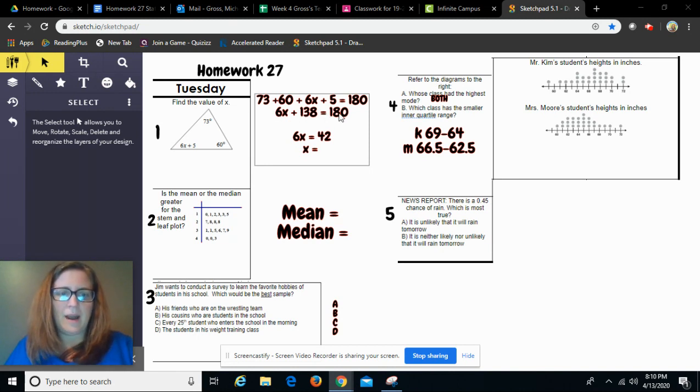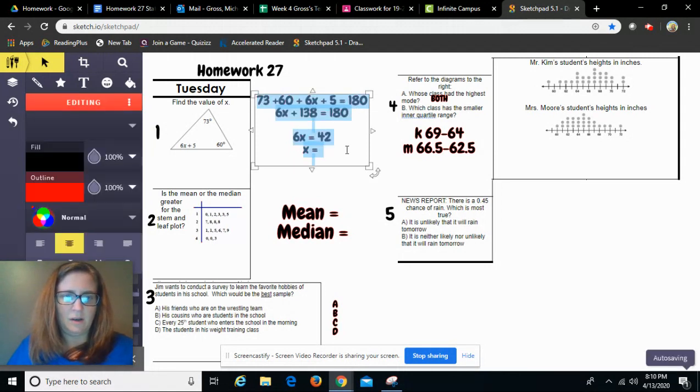And remember from our algebra unit, to solve for x, you want to first get rid of the constant. So we want to subtract 138. So when you do 180 minus 138, you get 42. So then 6x equals 42. 6 times what will give you 42? And the answer here should be 7.